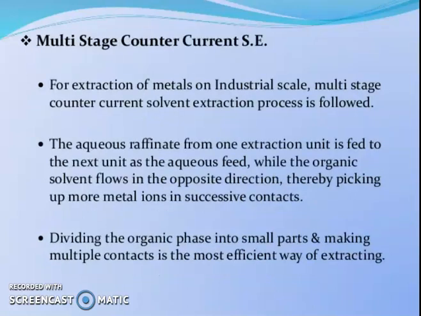Now multi-stage counter-current solvent extraction. For the extraction of metals on industrial scale, the multi-stage counter-current solvent extraction process is followed. The aqueous raffinate from one extraction unit is fed to the next unit as the aqueous feed, while the organic solvent flows in the opposite direction, thereby picking up more metal ion in successive contacts. Dividing the organic phase into small parts and making multiple contacts is the most efficient way of extraction.